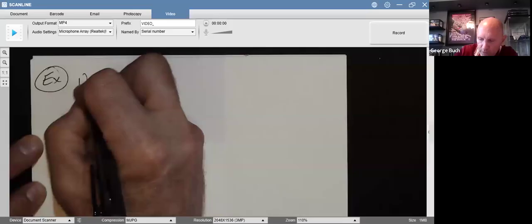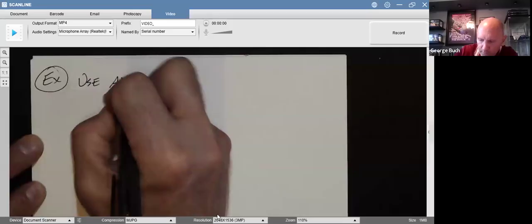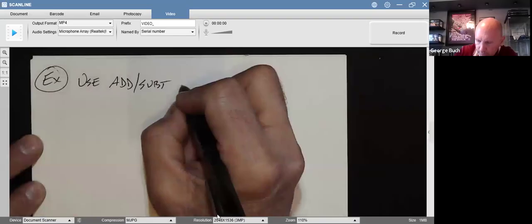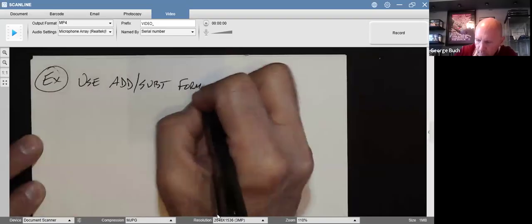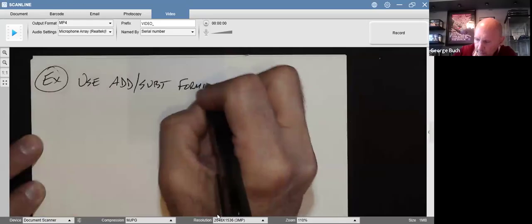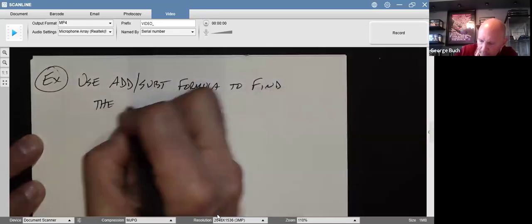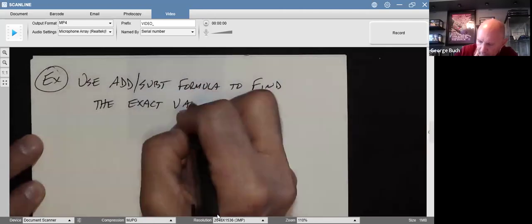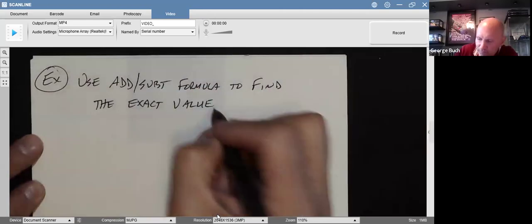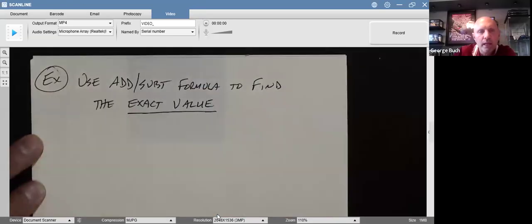All right, so we have the following type of problem. It'll say use the addition or subtraction formulas to find the exact value. So again, let me just point out here, when these problems, be it in WebAssign or on an exam, say find the exact value, this means a couple things.